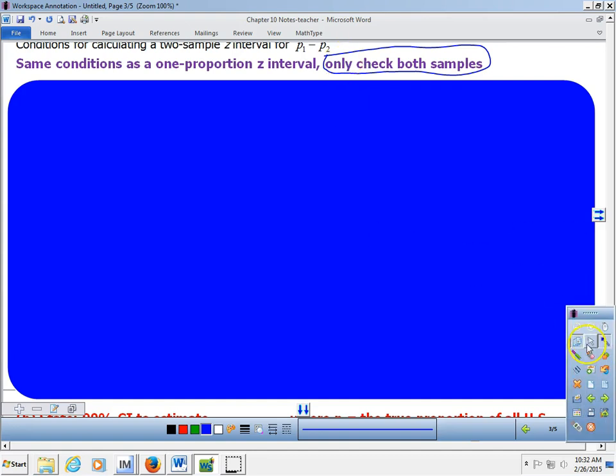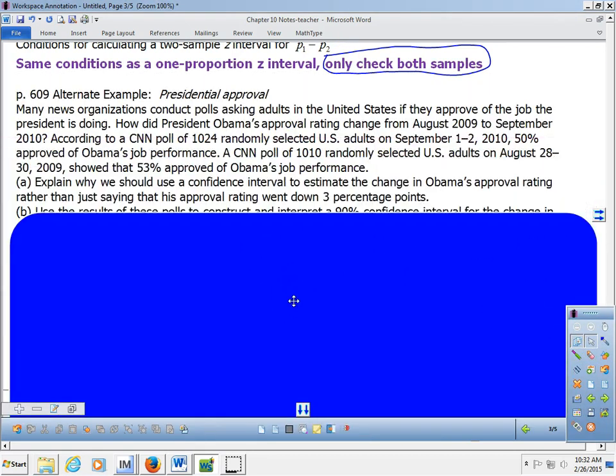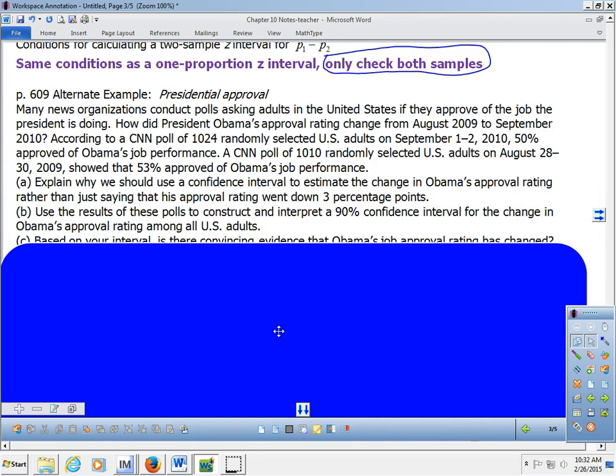So let's walk through an example here to see what's going on. Many news organizations conduct polls asking adults in the U.S. if they approve of the job the president is doing. How did President Obama's approval rating change from August 2009 to September 2010? According to a CNN poll of 1,024 randomly selected U.S.